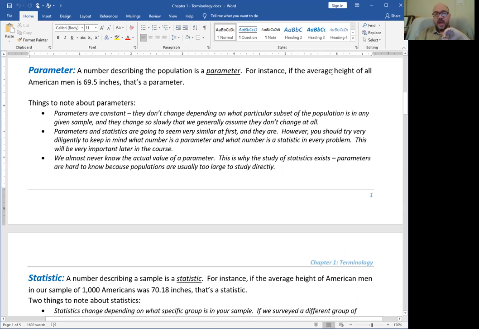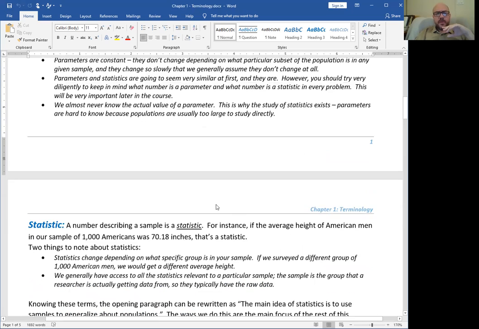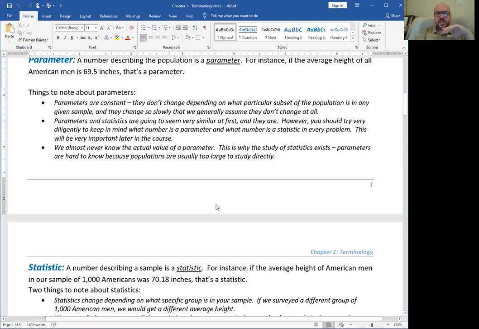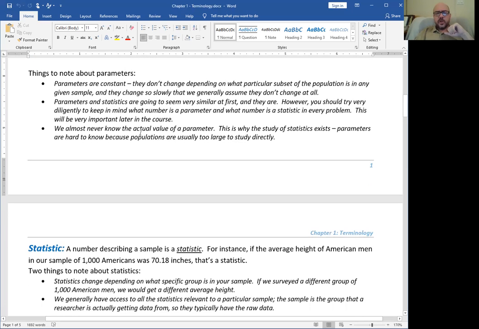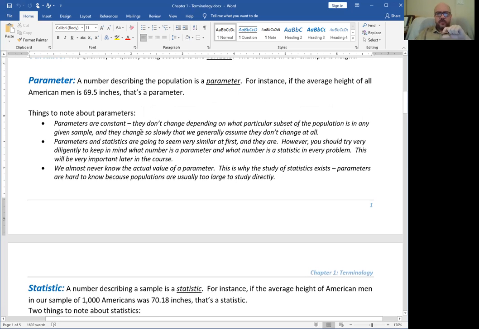That's it. They're the same thing, just about different groups. So if we're looking for the average height of all American men, that would be a parameter. If we're looking for the average height of the men in the sample, that's a statistic. Let me talk briefly about parameters and statistics and then ask some questions. So things you want to see about parameters that are a little bit confusing at first.